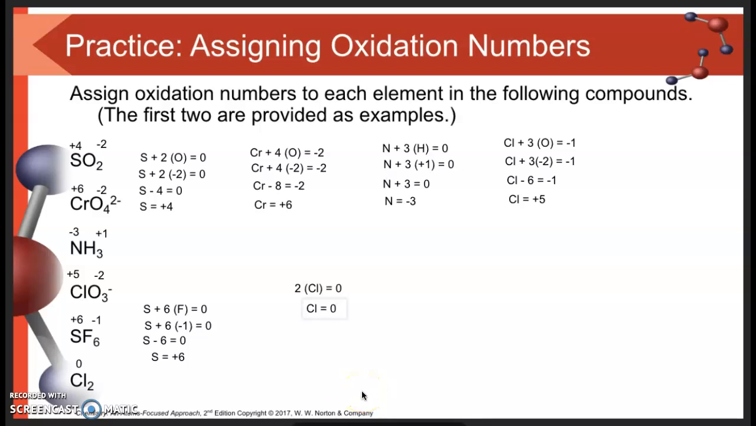And once you get good at assigning oxidation numbers, what we'll do next, and this will be the subject of the next video, will be to actually use these oxidation numbers to help us to balance redox reactions, which are a little bit more complicated. It's kind of like a blend of oxidation numbers and net ionic equations to figure out how to balance redox reactions.